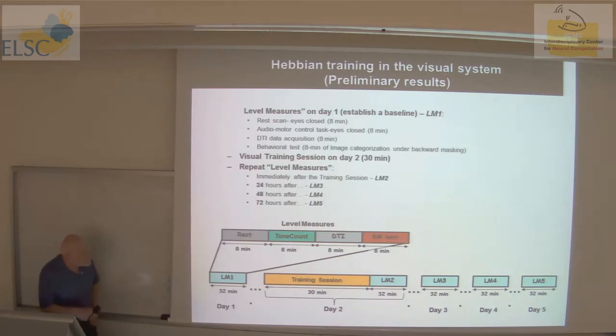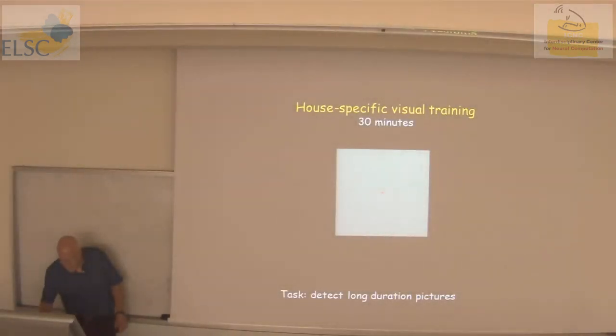Then we do anatomical studies. We are not going to talk about it. And then we do a behavioral test, a backward masking detection test. This is something we did in the lab. I'll show you an example of it. I'm running out of time, I assume, so... How much? 5 more minutes. 5 more minutes, okay. So I'll just show you a little bit of the activation.